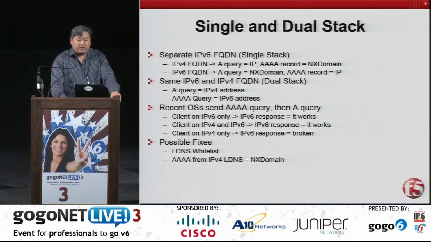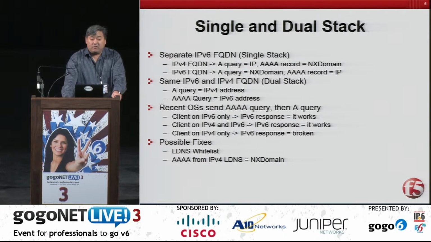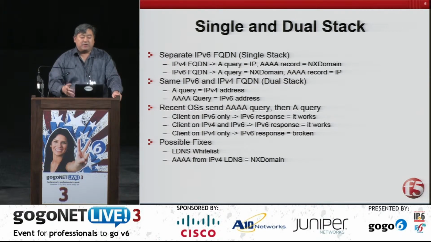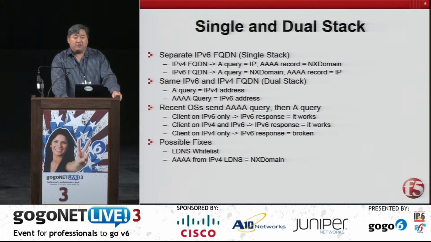So if you were going to make an A query to www.facebook.com, you would get back an IP address. If you made a quad A, you would get nothing. You would get an NX domain. On the other hand, if you were to send an A query for www.v6.facebook.com, you would get an NX domain. But a quad A request would come back with an IPv6 address. Everything was simple. It worked. It was good for an initial test. But most people would say that you don't want to have too many FQDNs floating out there. I mean, how many names am I going to remember?